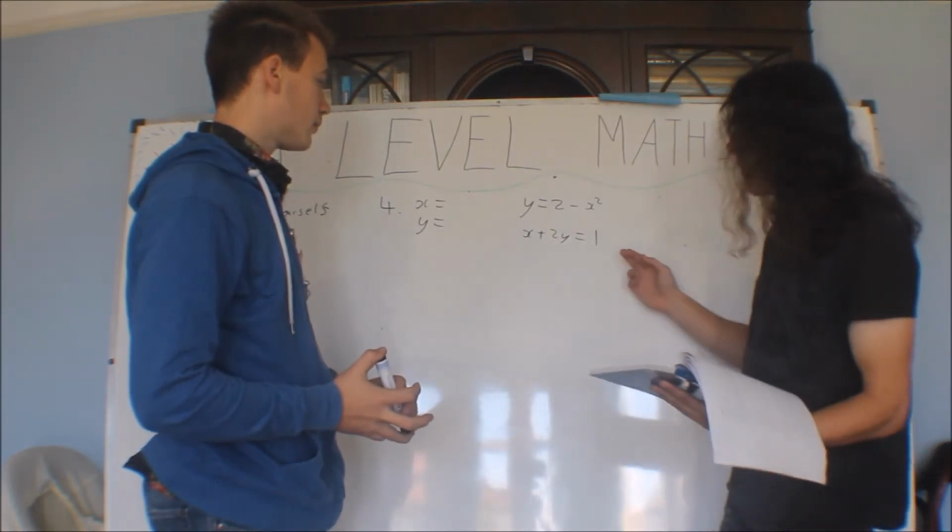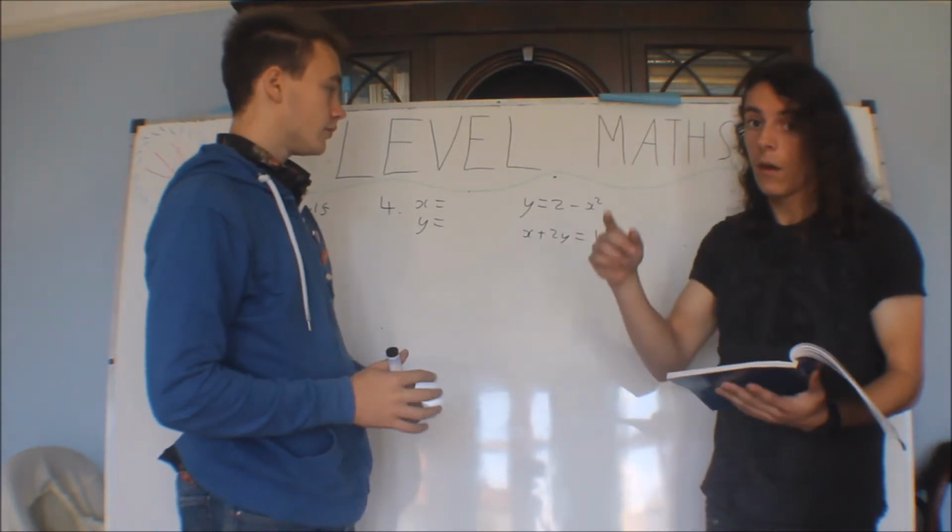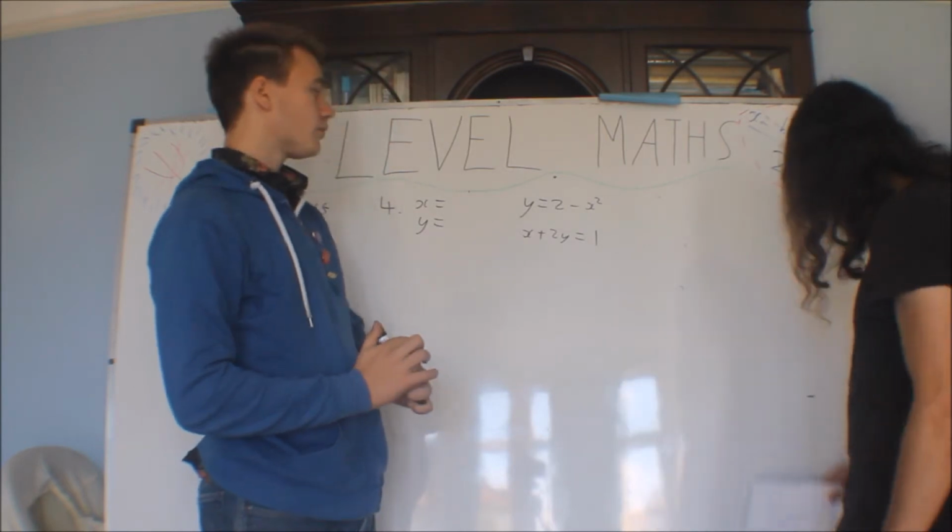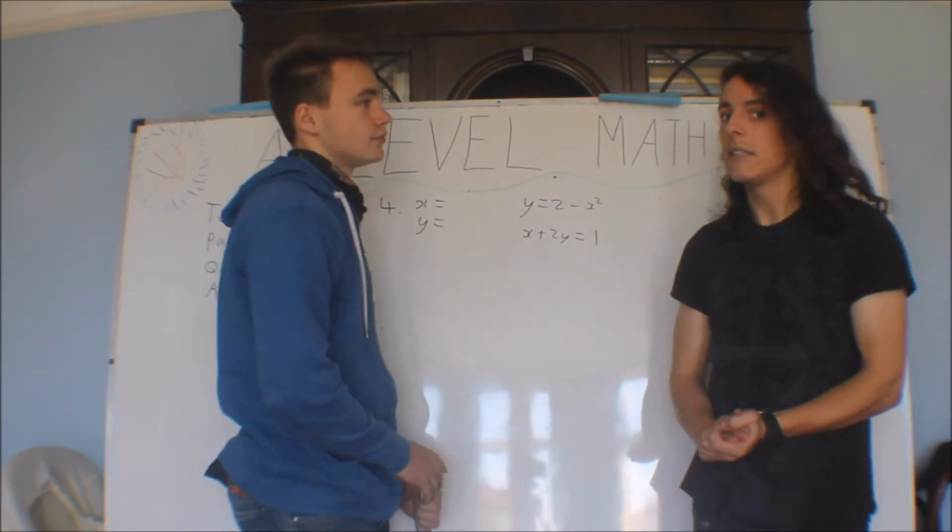So remember we were finding essentially where these two lines, one being a quadratic, one being linear, intersect, and we're doing it by substitution.